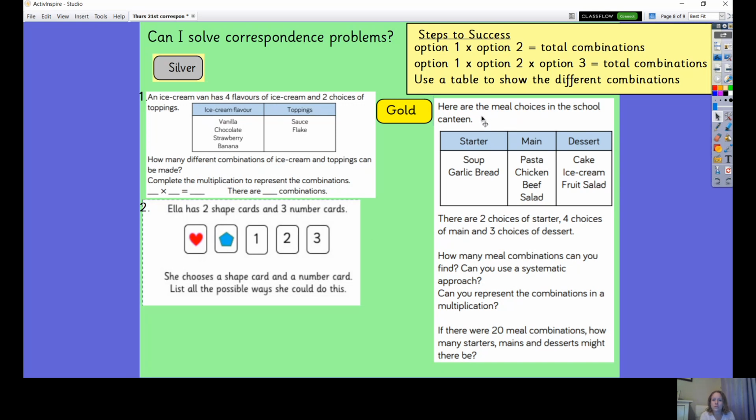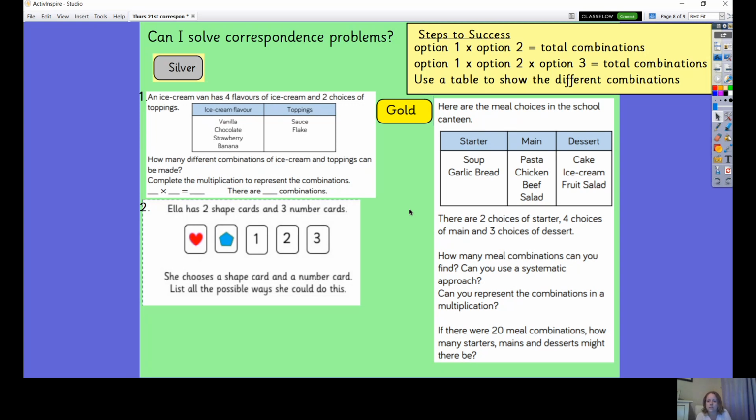Then for gold, here are the meal choices in the school canteen. Ooh, what have we got in the school canteen? It'd be nice to just go to the school canteen, wouldn't it, at the moment? We've got starters. We can have soup or garlic bread. Yum. And then we've got main courses: pasta, chicken, beef salad, or beef and salad. And then dessert is cake, ice cream or fruit salad.